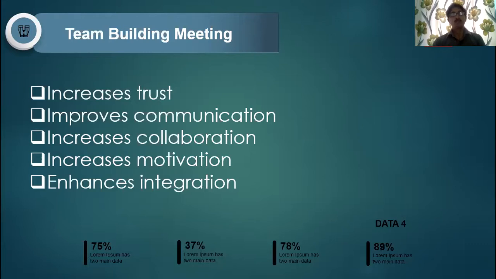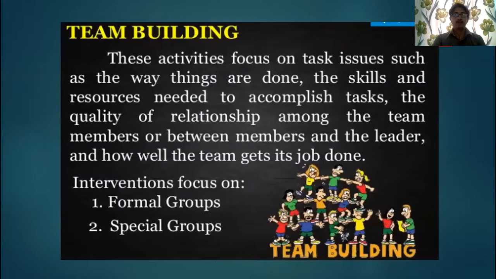Now, definitely each and every step can be analyzed at the micro level because it is time taking. And obviously, if I say enhancement of the trust, how can it be done? So there are different methodologies through which we can perform the enhancement of the trust. Team building: we can see on screen that these activities focus on task issues such as the way things are done, the skills, the resources to accomplish the task, all these things. Now, this intervention can be performed for the formal groups. Sometimes it can be performed for special groups as well.